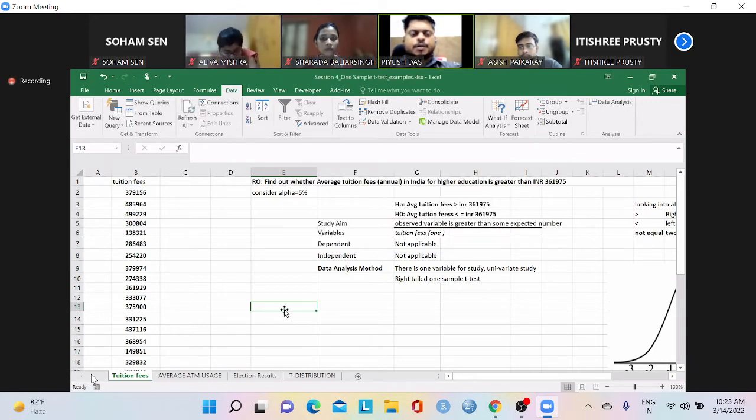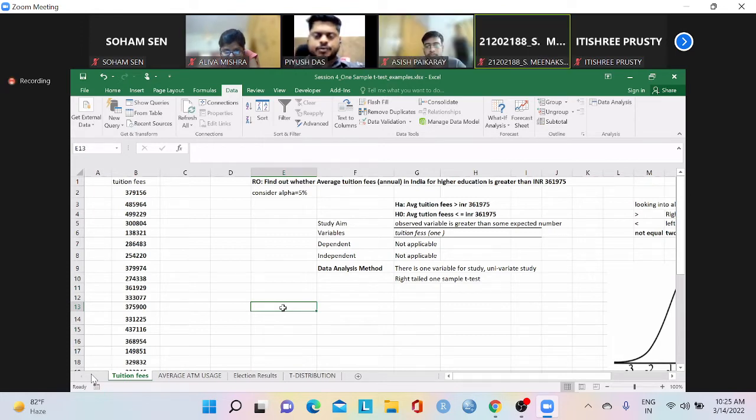But anyhow, today I'll show you how to do this manually. The basic idea is to find out whether this is really feasible. If I get this data from my respondents, whether I can make a claim about my population. That is my research objective. And I found out that the data analysis method is a right-tailed one sample t-test.